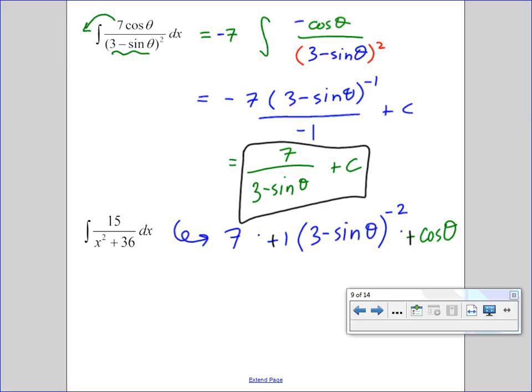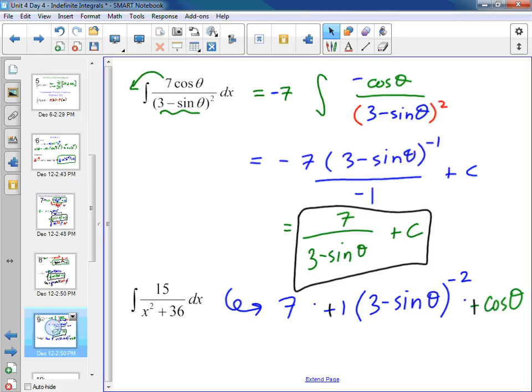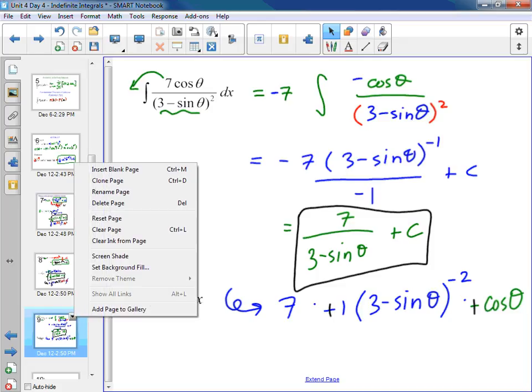So sweet. Okay, let's do a little bit more space here. So what I'm going to do is clone the page and clear the ink.